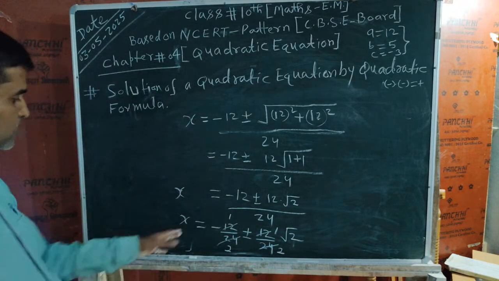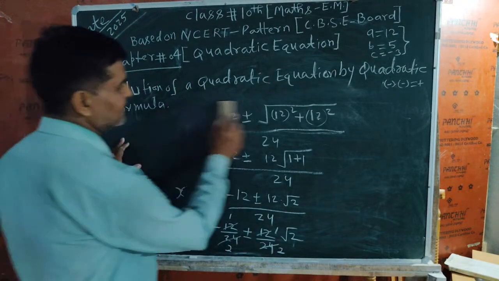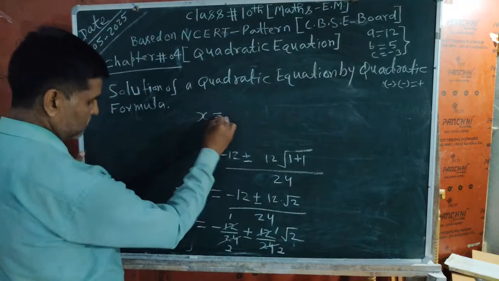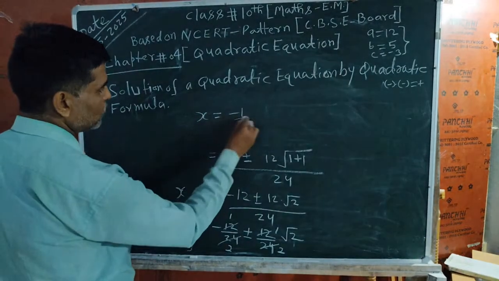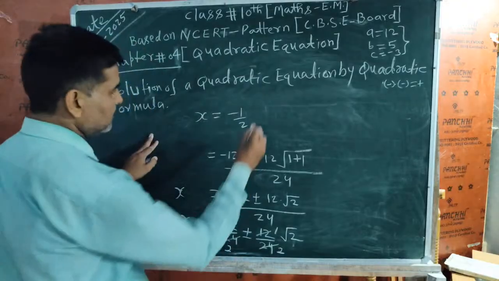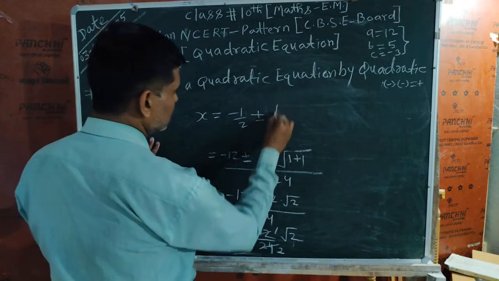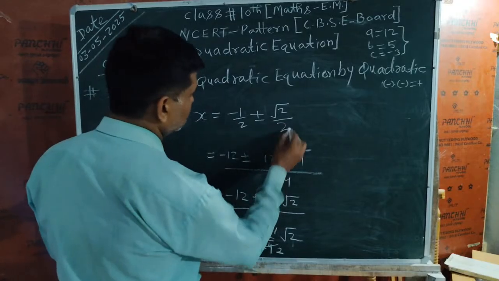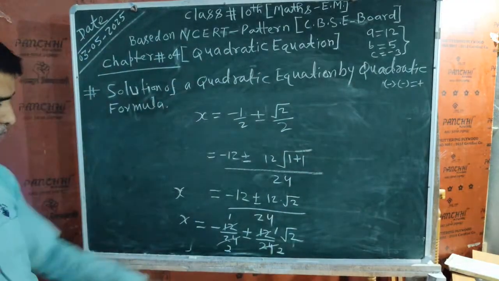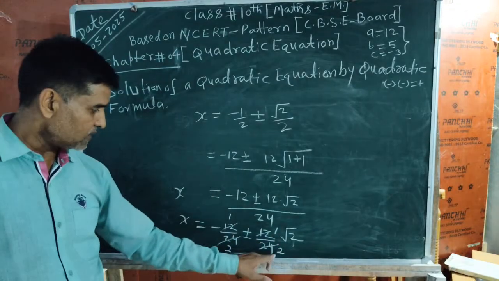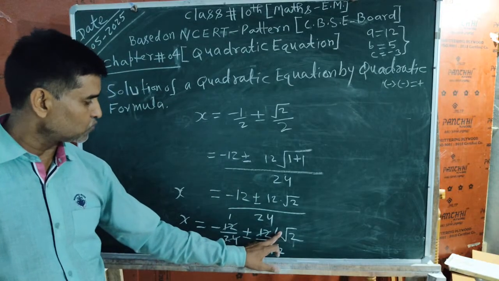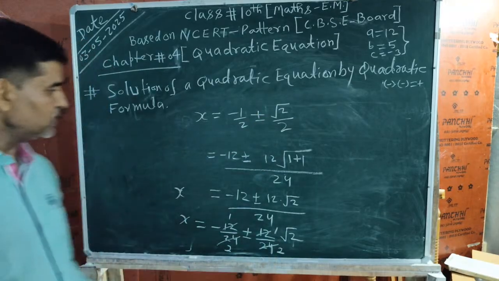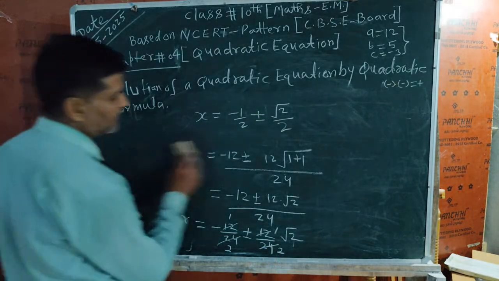Okay, student. After simplifying I have to write like this. Here I will put x is equal to -1 divided by 2. Here I will write plus minus √2 divided by 2. According to this way I can write, because above is available 1 and down 1 into √2, that will be √2, and down is 2. Okay, student. So here I can write like this.